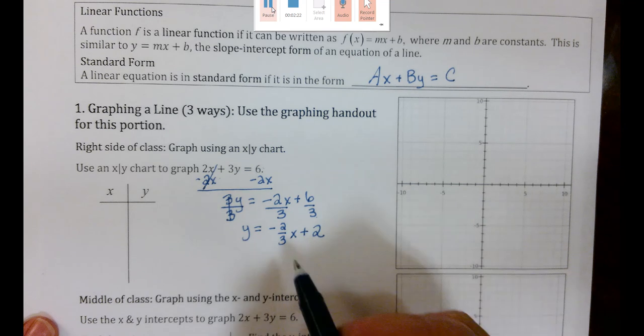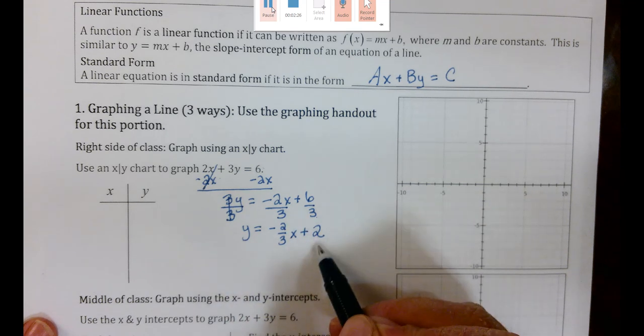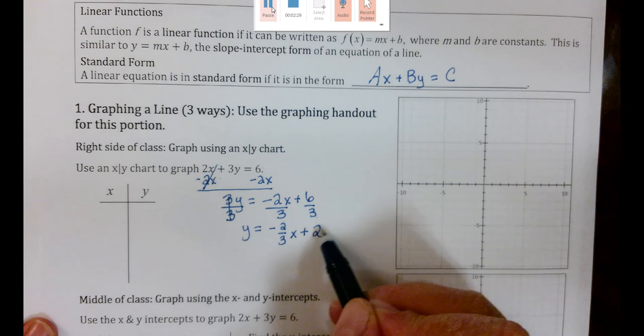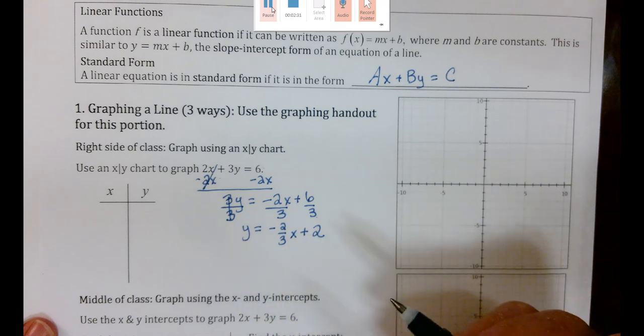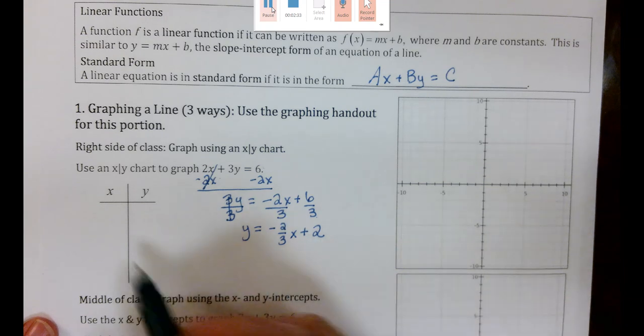We're going to learn in a little bit how to do that slope-intercept form, just graphing directly from this using our y-intercept and our slope. But for right now, we're going to use this XY chart.